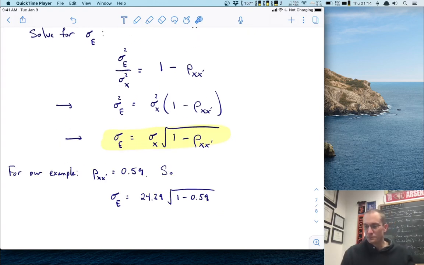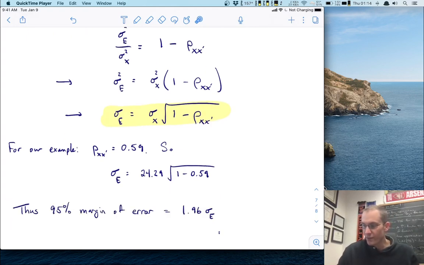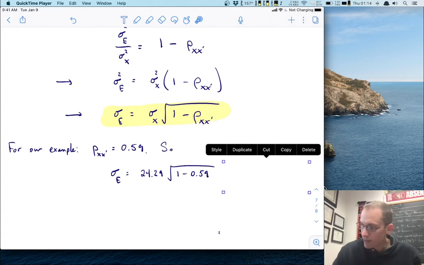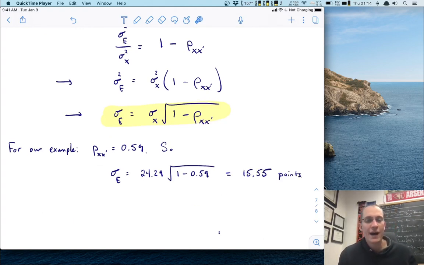Let's do a quick example of that. Remember, for our example, we saw four ways that the reliability coefficient is 0.59. So if we plug in these things, going back to JASP, you'll figure out that sigma x, the standard deviation of the observed scores, was 24.29, times the square root of 1 minus 0.59. When you do that, you get 15.55 points, where points is whatever the units of the test are. So on average, your observed scores are going to differ by 15.55 points.